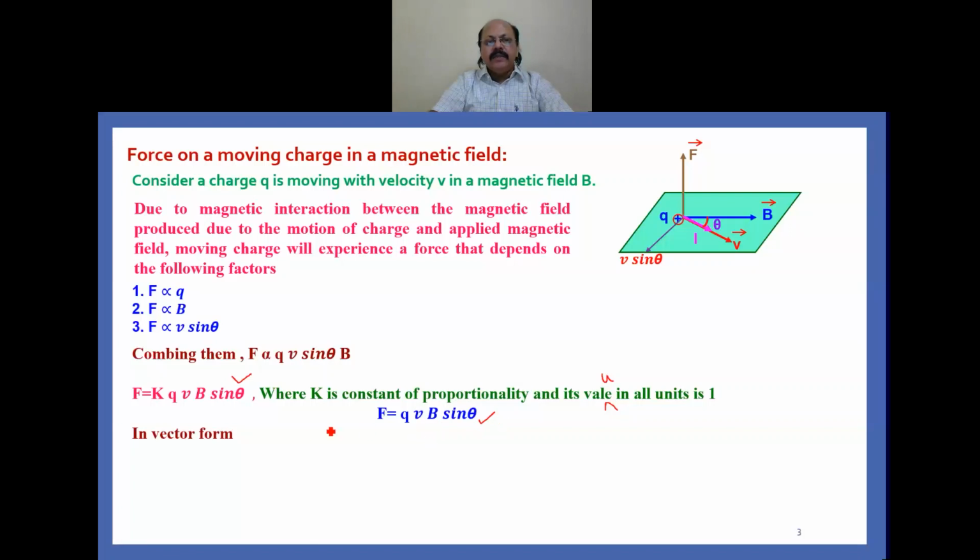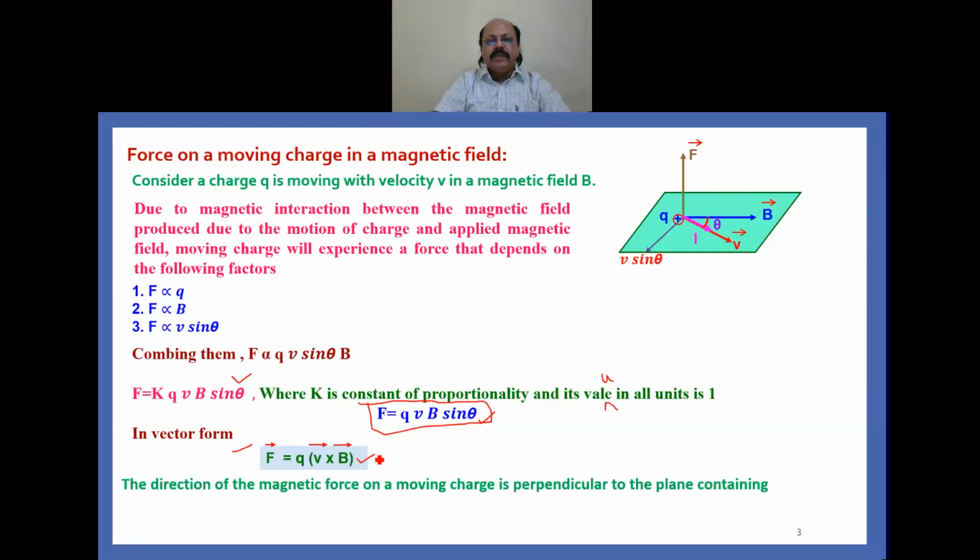And if you want to write this force in magnitude form, it is F equal to q v B sine theta, and in vector form, you get F vector equal to q within bracket v vector cross B vector. It is a cross product of v vector and B vector. The direction of magnetic force on a moving charge is perpendicular to the plane containing v vector and B vector, and it is given by Fleming's left hand rule.